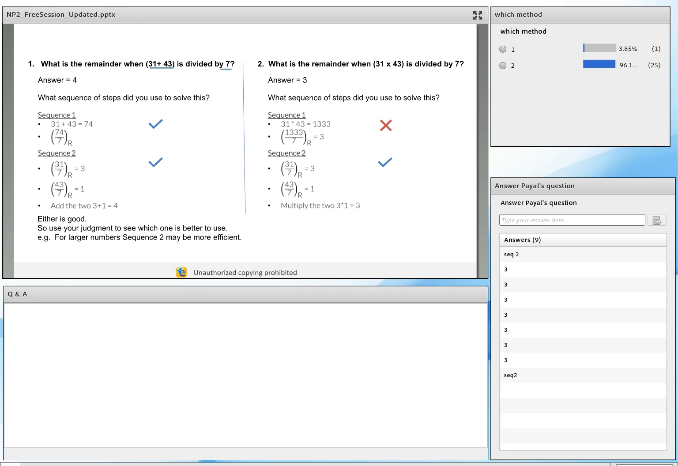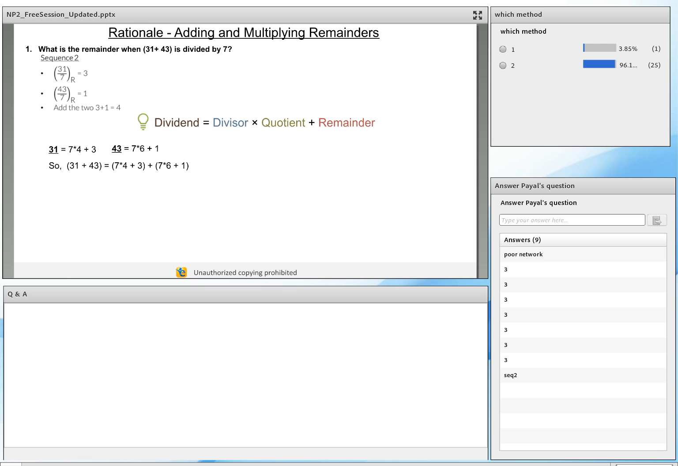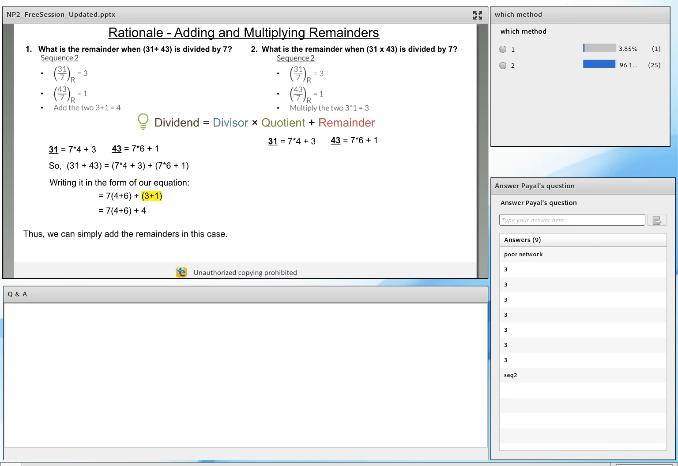Essentially the thing over here is I'm using smaller numbers to tell you this application, that you can add and multiply remainders. That's what I'm telling you here. And there is a full reasoning behind why you can do that, and it comes from the application of your divisibility and remainder equation. I'm not going to go through the details of this, but when I share the presentation with you, you can go through these details as to why it is possible to add and multiply remainders.